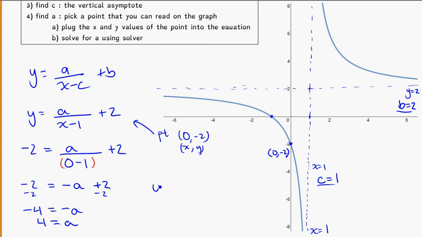So now I can write out my full equation. y is equal to 4 over x minus 1, plus 2. Where my vertical asymptote is x equals 1, and my horizontal is y equals 2. Again, this point here happens to be my y-intercept, which is convenient as well, and the x-intercept would be here. I'm going to guess that's halfway between, so that should probably be negative 1 comma 0. But again, if you're not sure, just plug in 0 for y and solve for x, or put it into graph and use gsolve. Okay.